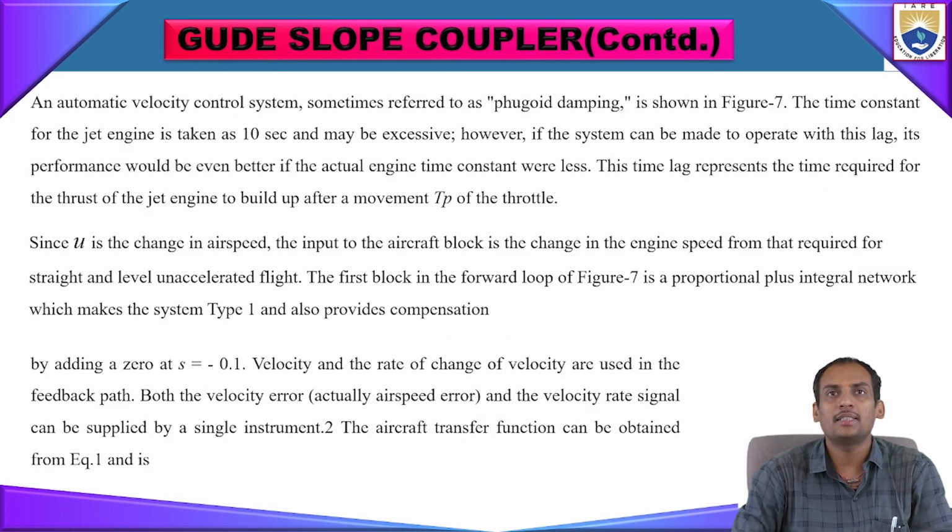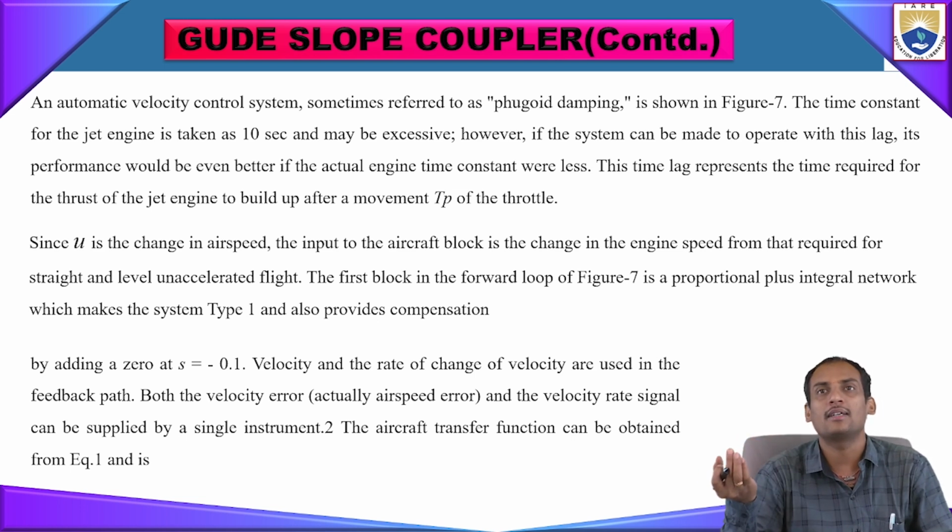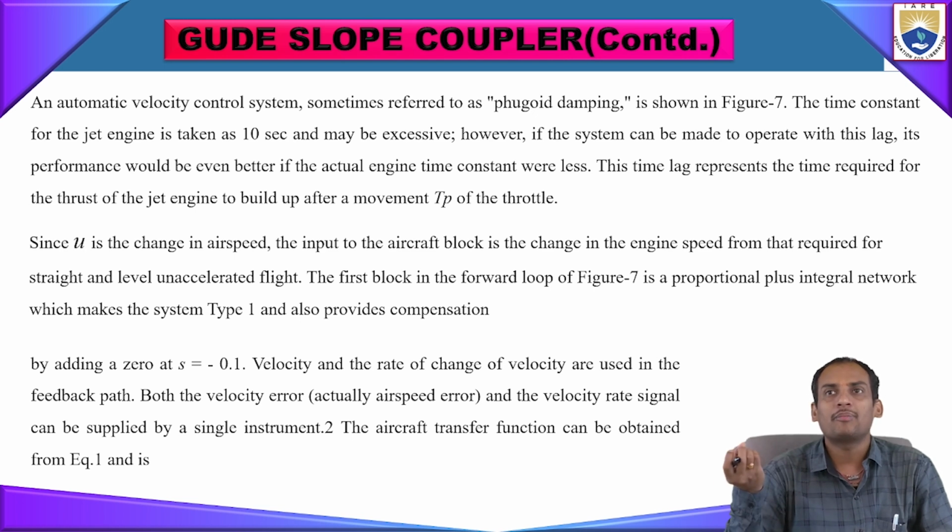The time constant for the jet engine is, suppose, 10 seconds, and that may be excessive. However, if the system can be made to operate with this lag, then the performance would be better if the actual engine time constant is less. If the actual engine time constant in operation is less, then we will get good values for the autopilot.